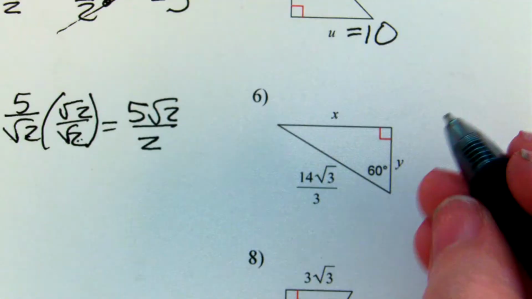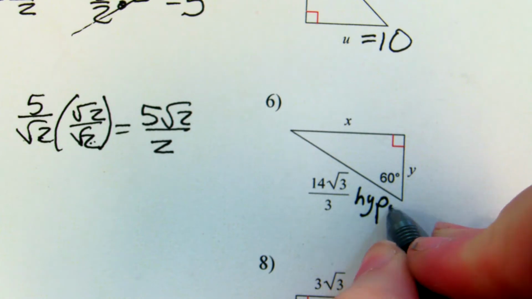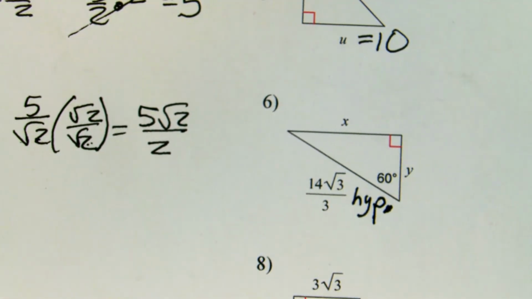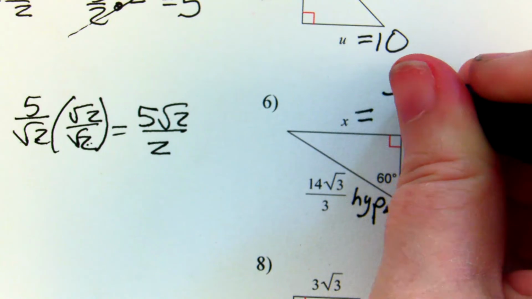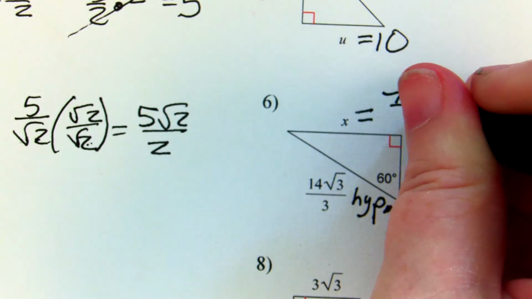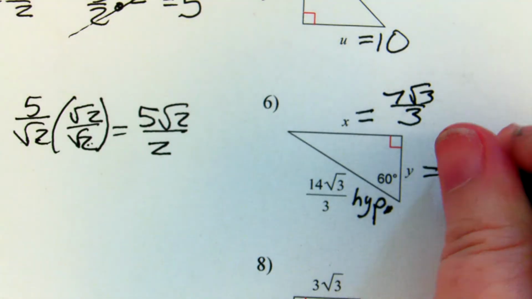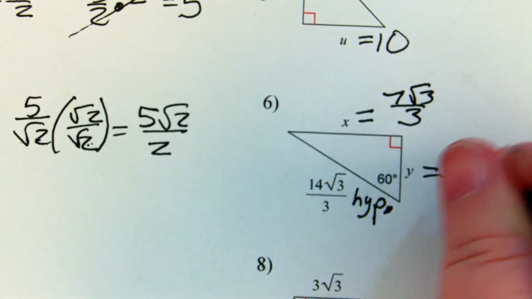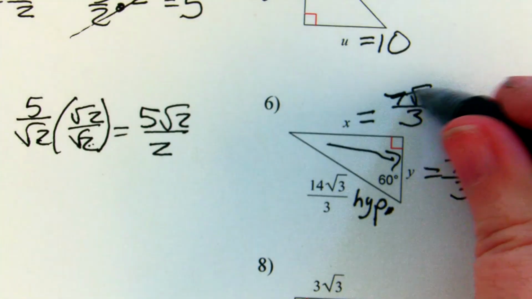This one, they gave us the hypotenuse. So if you cut it in half, if you have 14 rad 3 over 3, what's half of 14? 7 rad 3 over 3. And that goes here. I put it in the wrong place. It goes with the short leg. And then you multiply by rad 3.